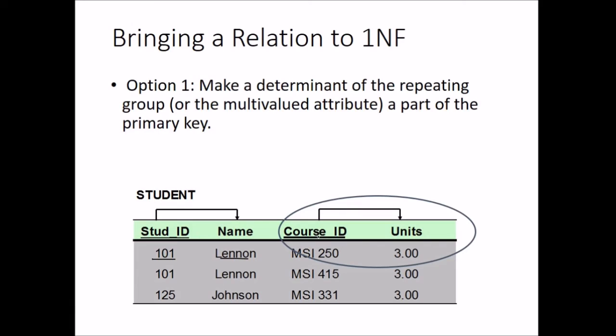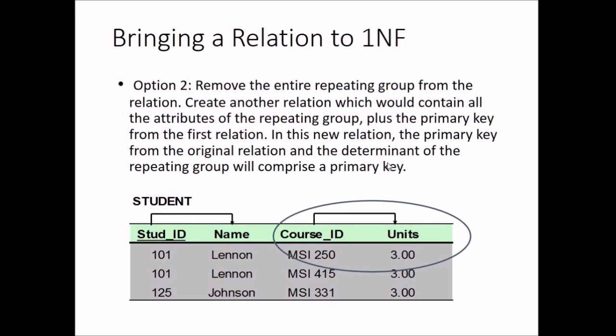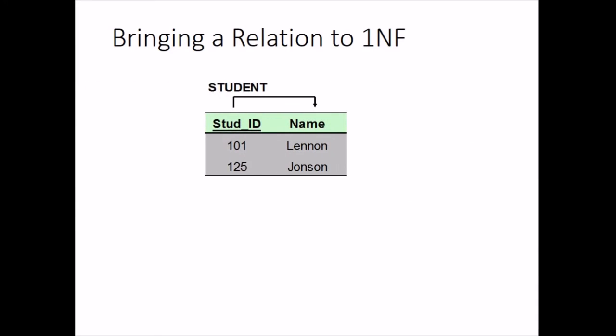Like this, course ID, you make it a primary key. And this is a composite primary key, student ID and course ID. So remove the entire repeating group from the relationship and create another relationship which could contain all the attributes of the repeating group plus the primary key from the first relationship. These are two primary keys which we have just found out. So in this relationship, the primary key from the original relation and the determinant of the repeating group will comprise a primary key.